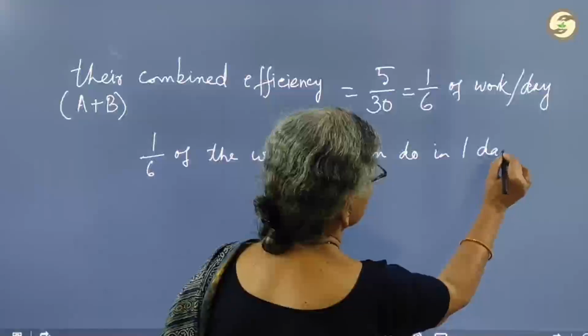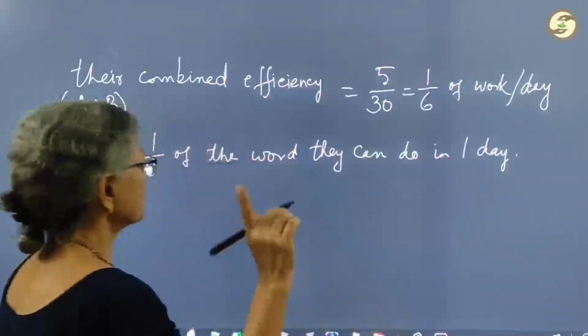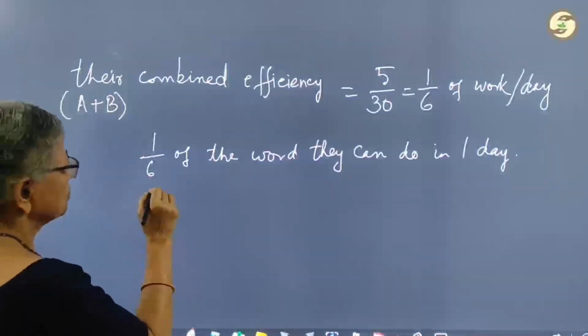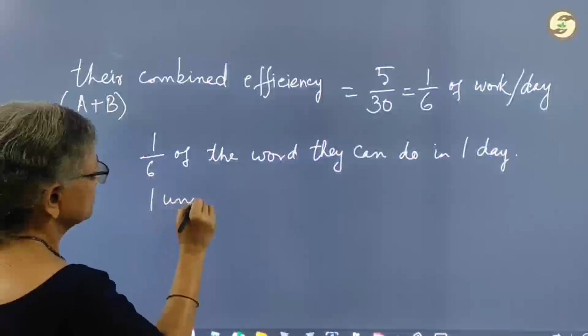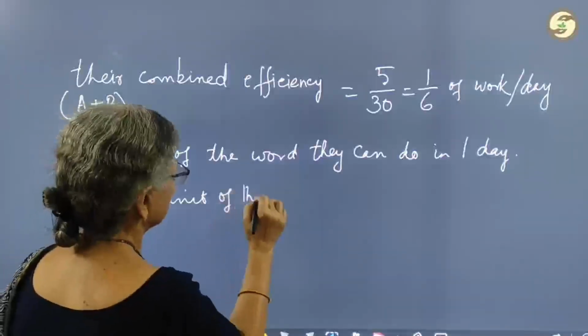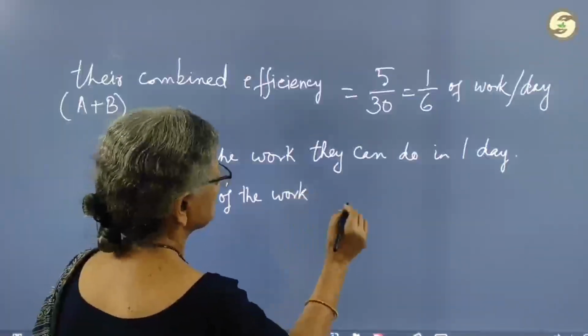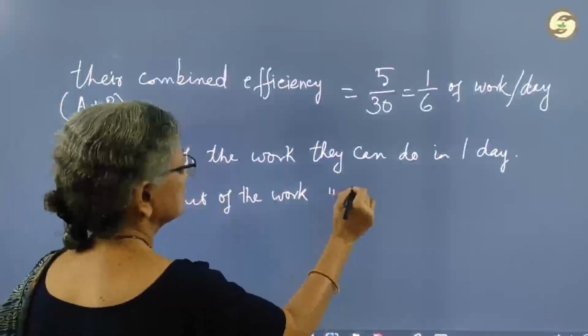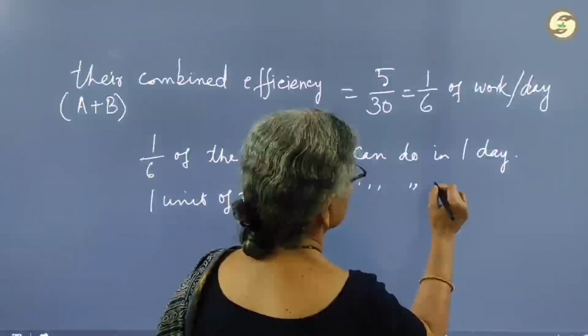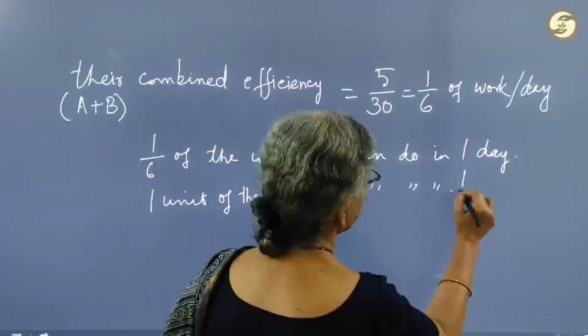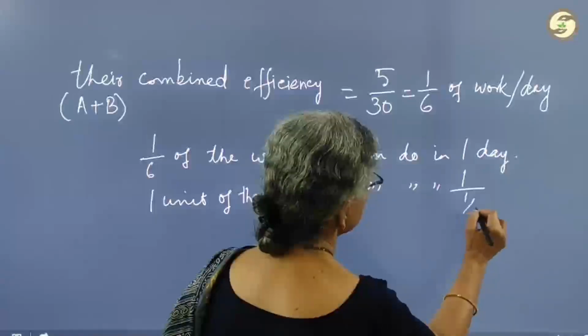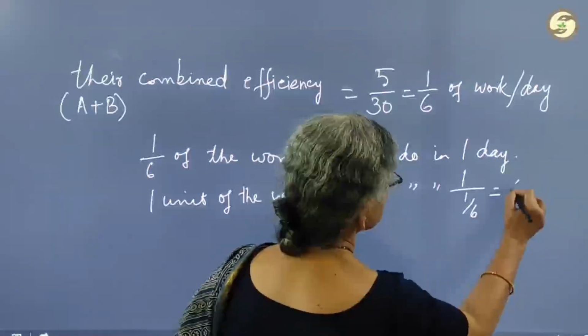And what did we say? Whole work is 1 unit of work. So 1 unit of the work they will do in 1 divided by 1/6 days, that is equal to 6 days.